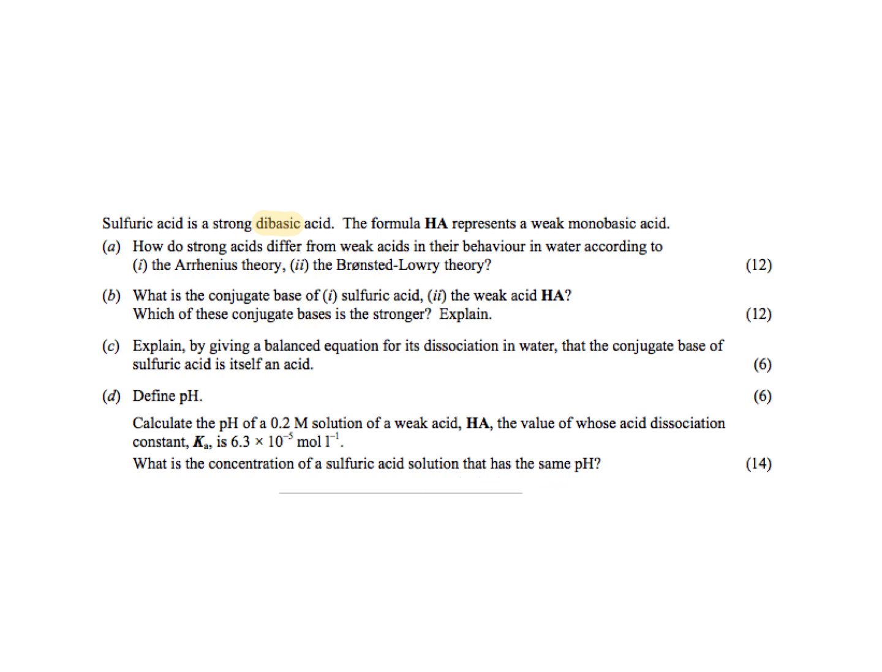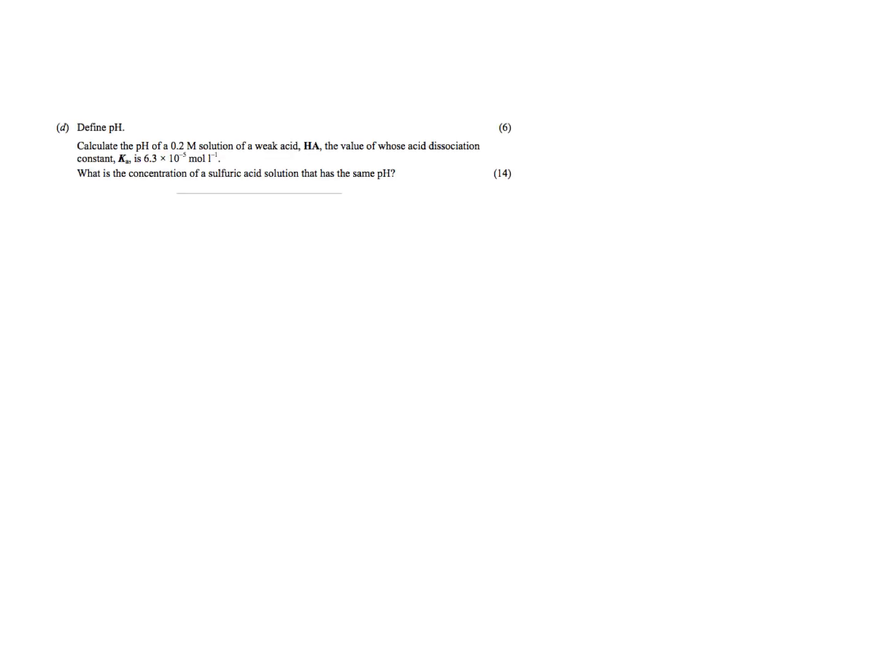So let's dig in. We're going to specifically look at part D. So D, the first part of D here, it asks you for the definition of pH. So we know that pH is equal to minus log to the base 10 of the H plus ion concentration. And I would recommend that you do that out in words then. Underneath that, pH is the minus logarithm to the base 10 of the H plus ion concentration expressed in moles per litre.